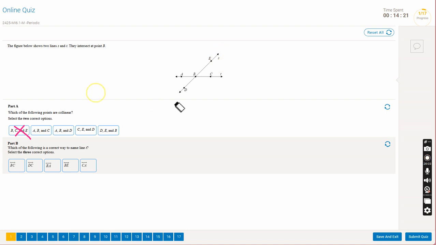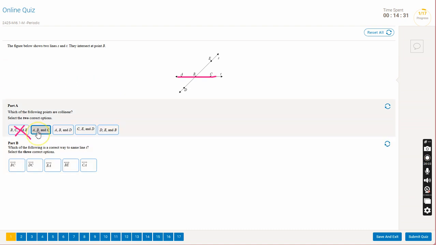The next one, ABC. ABC, all of them are on the straight line. They're all on the same line, right? So we will choose this as the answer.